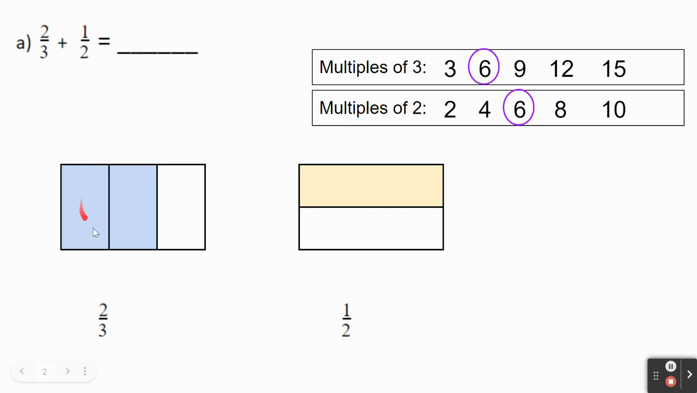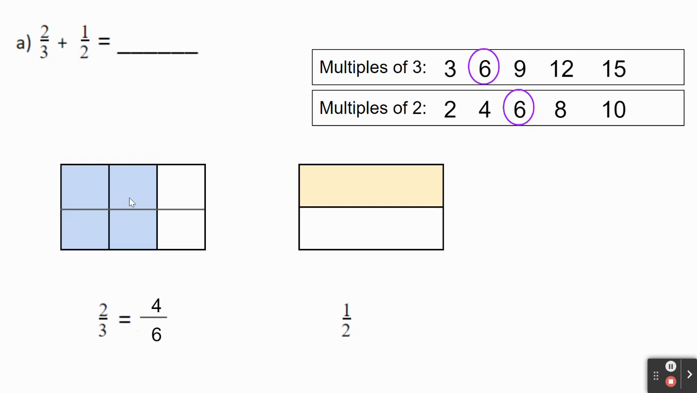So let's start by rewriting 2/3 with a denominator of 6. What we can do is break up each of these 3 parts into 2 pieces. Now we have a total of 6 parts. Out of those 6 parts, we can see that 4 of them are shaded. So that means that an equivalent fraction to 2/3 is 4/6.